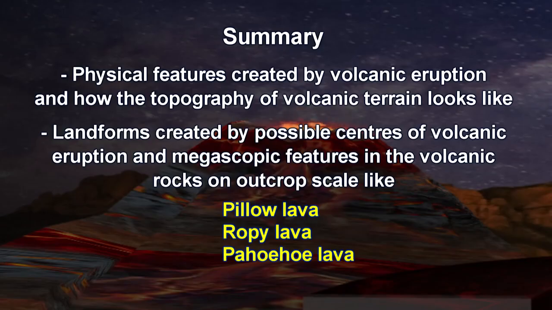Now let us summarize what we have learned. We briefly learnt about physical features created by volcanic eruption and how the topography of volcanic terrain looks. Landforms created by possible centers of volcanic eruption, and megascopic features in volcanic rocks on outcrop scale like pillow lava, ropey lava and pahoehoe.